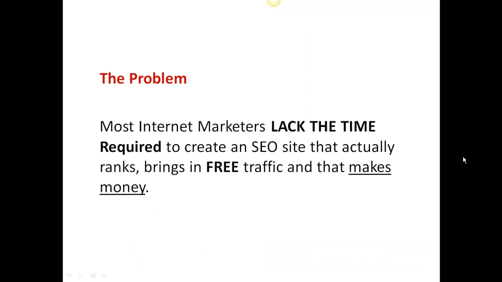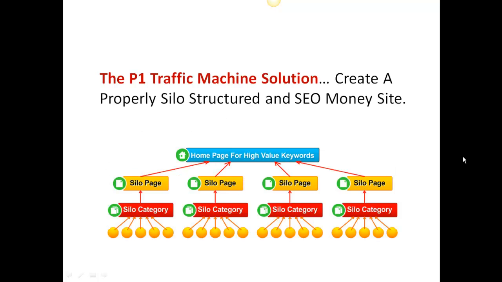The problem identified by Peter Garrity is a common problem for internet marketers, which is that most lack the time required to create an SEO site that actually ranks, that brings in free traffic, and that makes you money. The P1 Traffic Machine solution is to create a properly silo-structured and SEO money site.